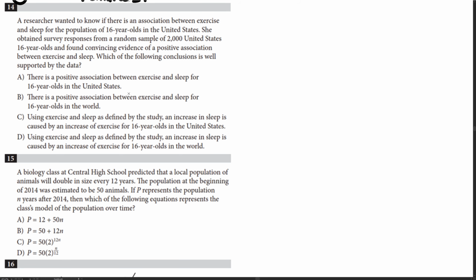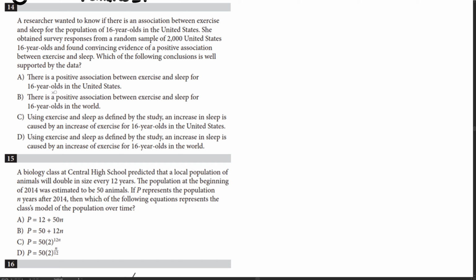D. A researcher wanted to know if there's an association between exercise and sleep for the population of 16-year-olds in the United States. She obtained survey responses from a random sample of 2,000 United States 16-year-olds and found convincing evidence of a positive association between exercise and sleep. Which of the following conclusions is well supported by the data?